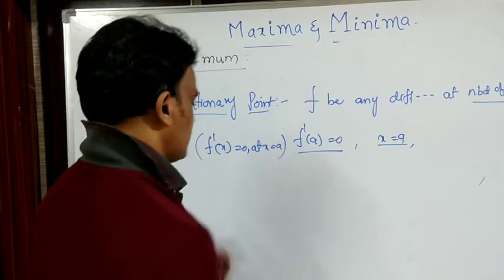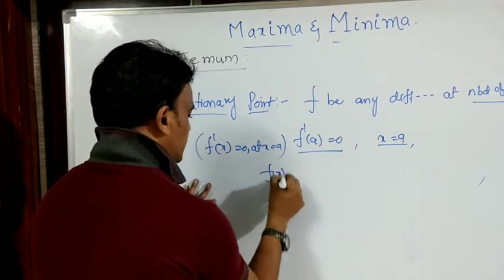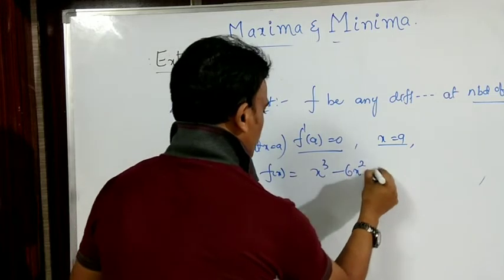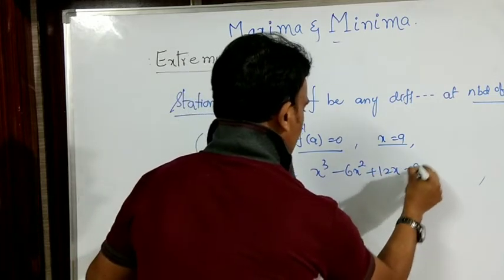Right? So let us take one problem. Suppose they ask like this: f of x is equal to x cube minus 6x square plus 12x minus 8.